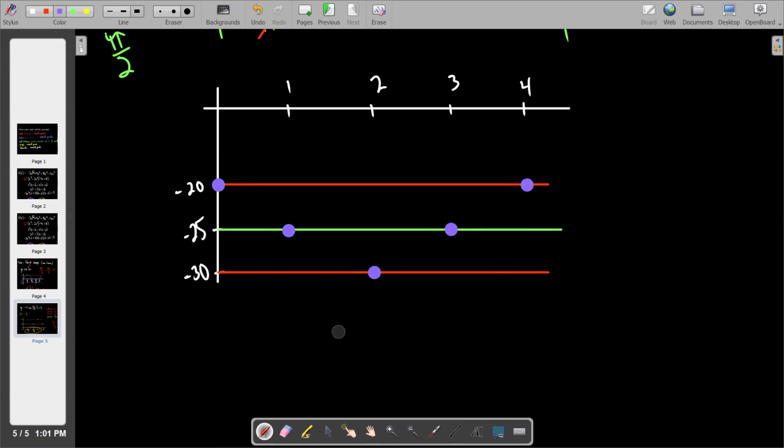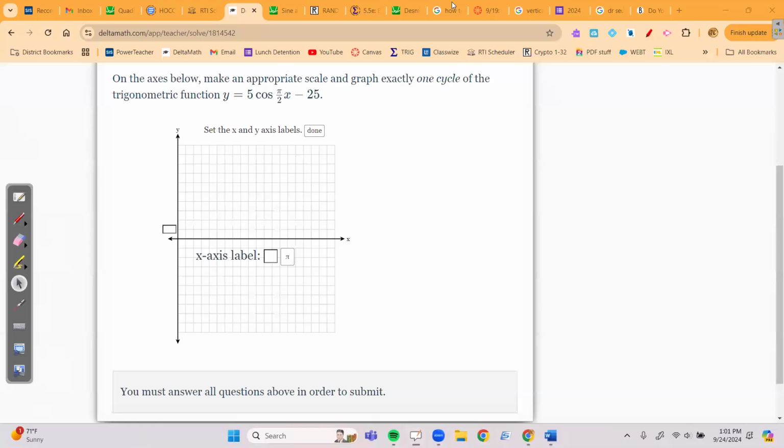So give me just a few more minutes of your life, maybe just a couple. Let me head over to Delta and just show you what this looks like. So take a look at this problem here. This, I think, is the exact same one we just did. How convenient. So what would be a good thing to scale my y-axis by? By 5.